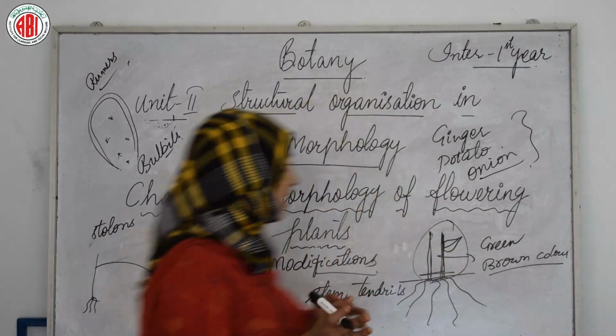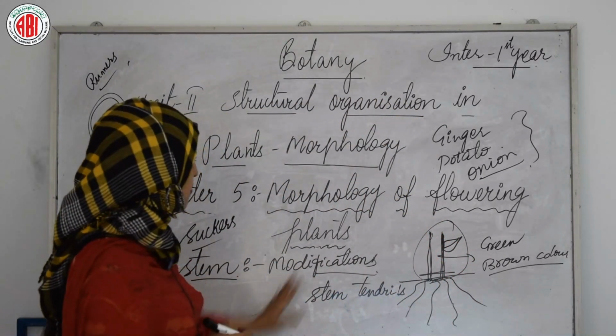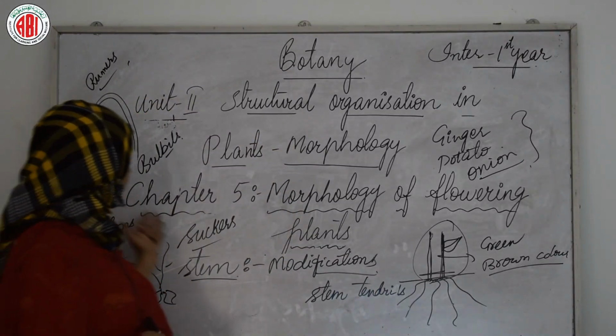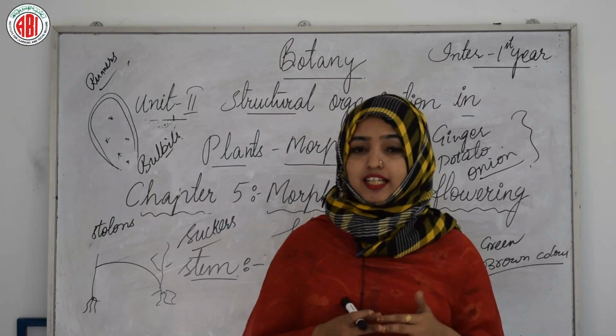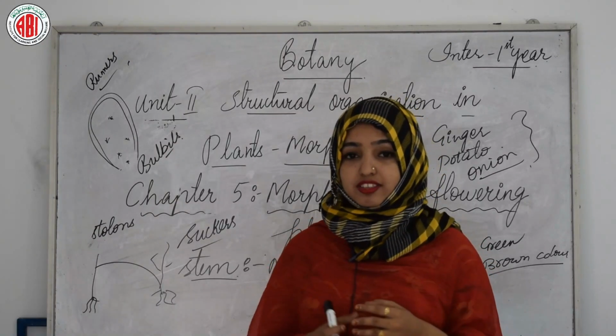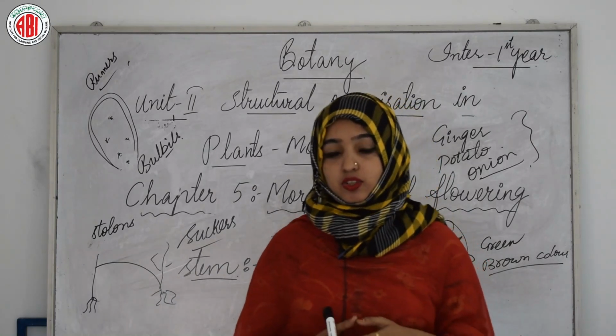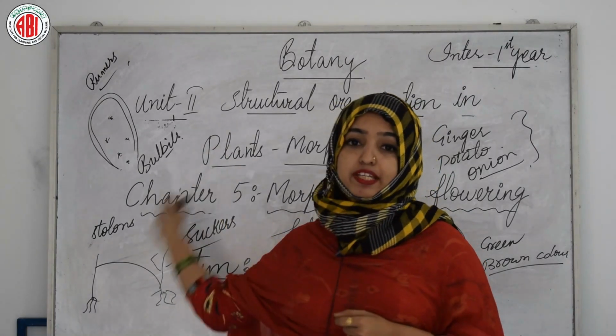So we can see that there are certain modifications of the stem like stem tendrils, then bulbils, runners, stolons and so on, where the stem is modified into various structures depending on the type of necessity. So that was all about the stem. Our next topic is the leaf.